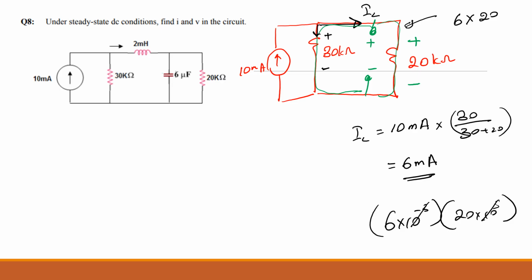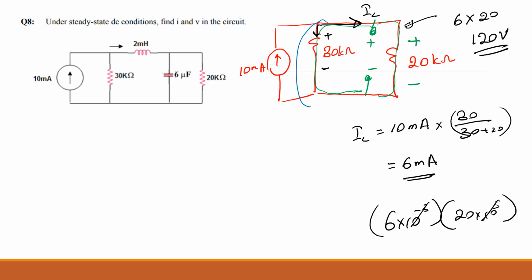One is below, isn't it? Times by 1000 and dividing by 1000. So this will be 120 volts. If you do from the other side, tell me what is happening.